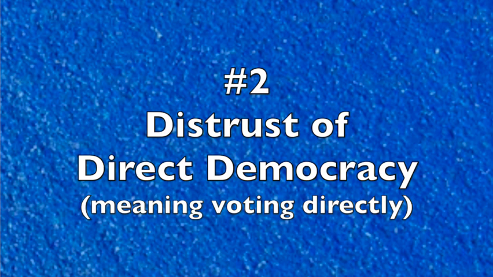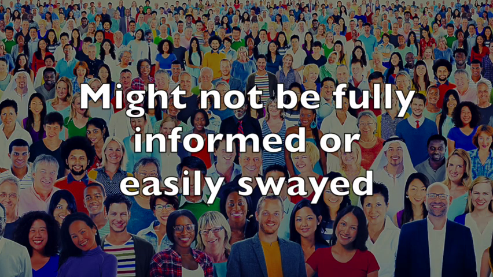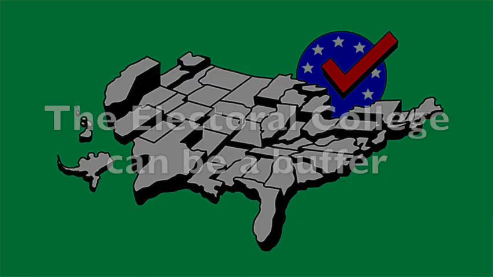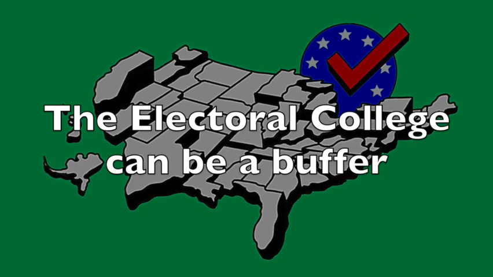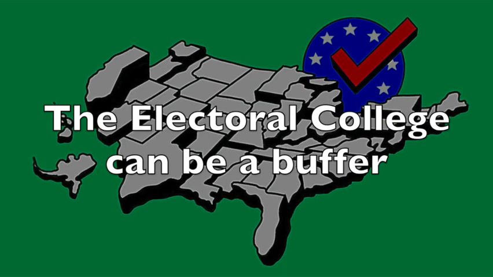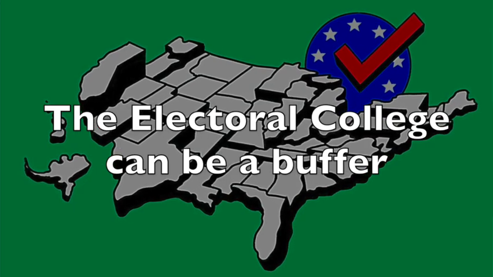Number 2, there was a general distrust of direct democracy. Many of the framers worried that the public might not always be fully informed or could be easily swayed by emotion or charismatic figures running for office. So the Electoral College was designed to serve as a buffer, giving a group of electors who were chosen by the people the final say. This was supposed to add an extra layer of thoughtfulness to the election process.